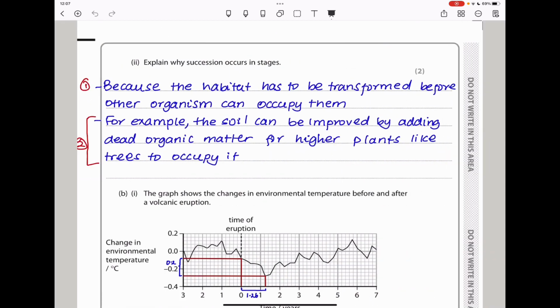Moving on. Here they say explain why succession occurs in stages. Succession occurs in stages because some of the habitats have to be transformed before other organisms can occupy those specific habitats. The example I can say here is, look at soil. The soil has to be improved by adding dead organic matter for higher plants like trees to occupy it. This dead organic matter could be the dead of the pioneer species as well as the organisms that follow, that create the organic matter that can form humus that is going to allow for higher plants to be able to survive in that area.